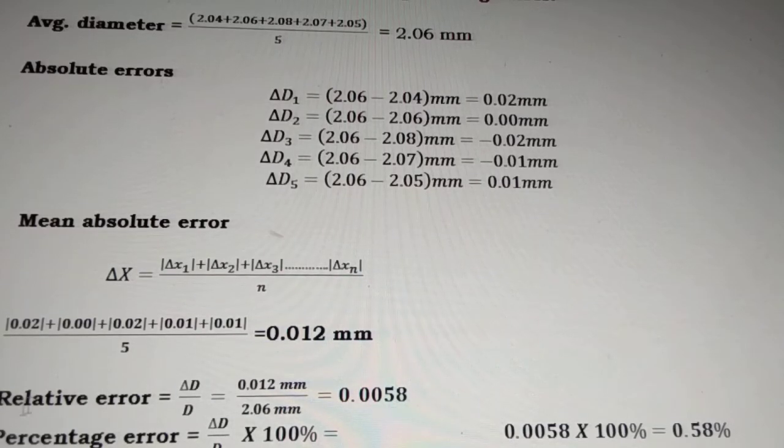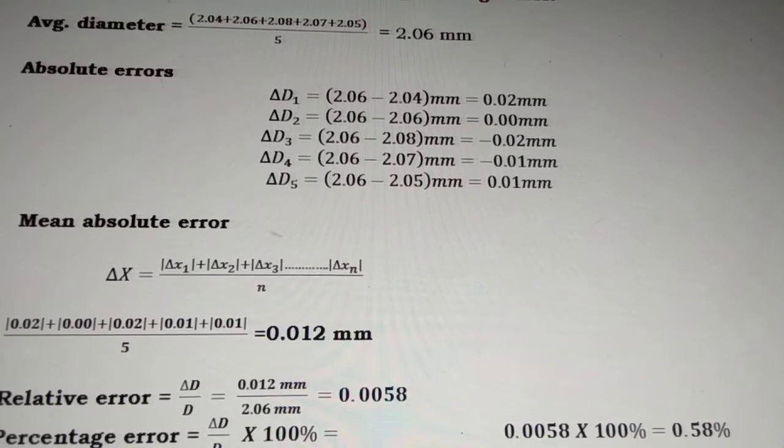In the same manner, find the relative error. Relative error means delta d or x. This one is x. So, 0.012 millimeter divided by 2.06, the average value of this. So, you will get 0.058. And then how to find the percentage error? Just multiply by 100.